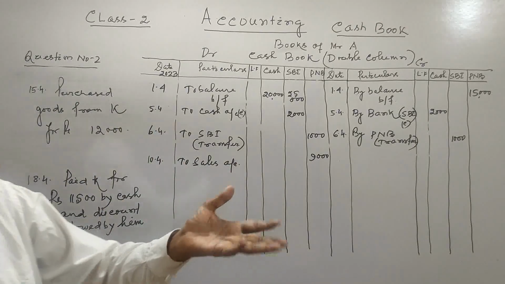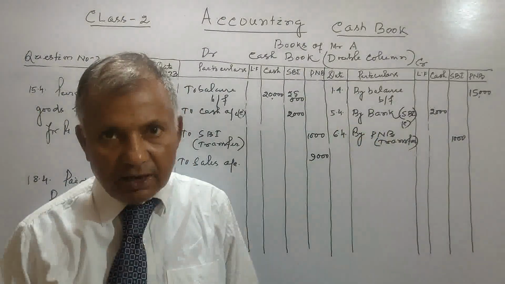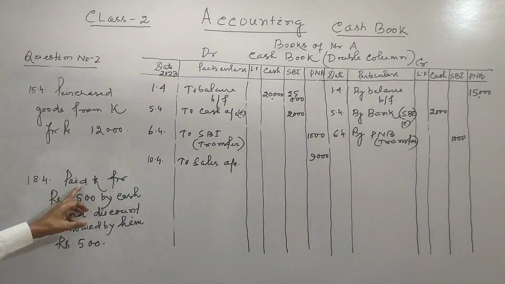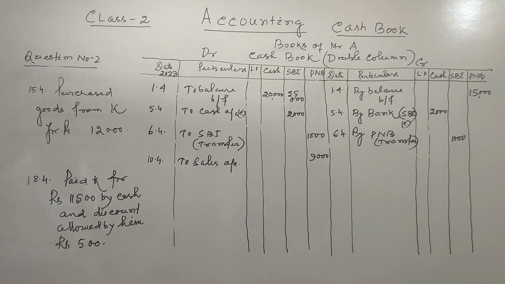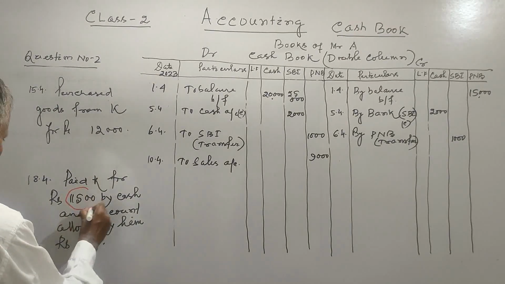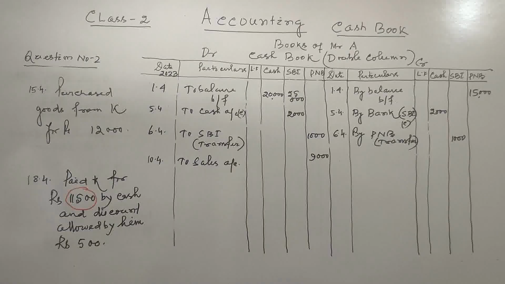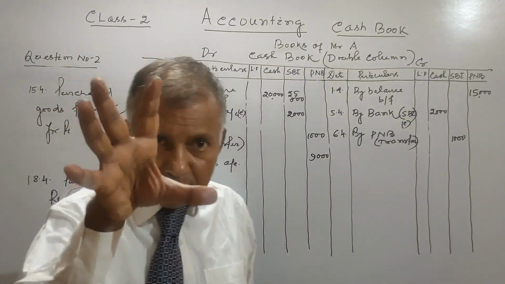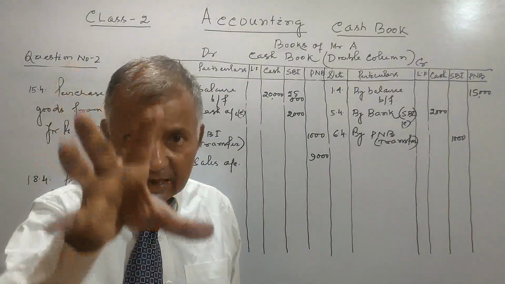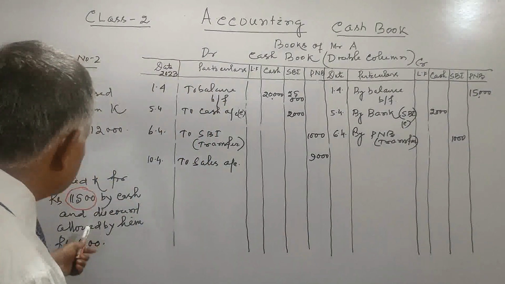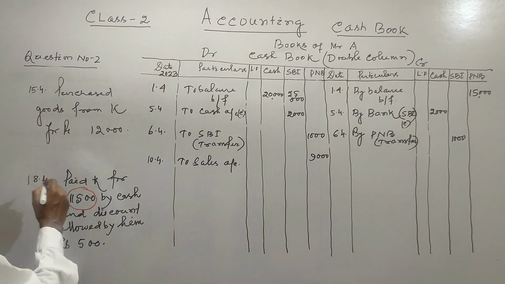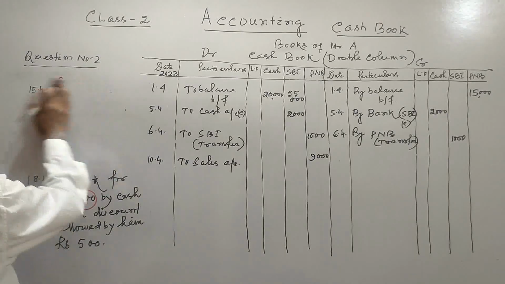We had purchased the goods from K for rupees 12,000. Now paid K. That is, the business is paying K rupees 11,500. This is the payment to K, and discount allowed by him. Who will allow the discount? The supplier. The supplier allows the discount to the business. How much? Rupees 500.